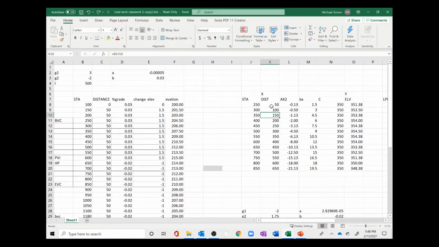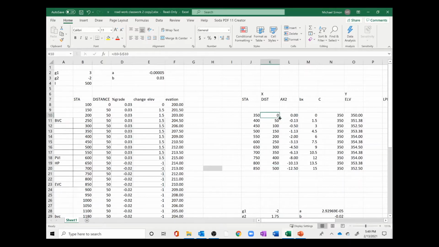So, let's make some modifications to this. Let's take these out, and start that at 350 to 850, right? That's the length of curve. This would then equal that station minus that station again. We'll put dollar signs in there. 50 feet all the way through. And the length of curve on that was 500 feet, so that works.